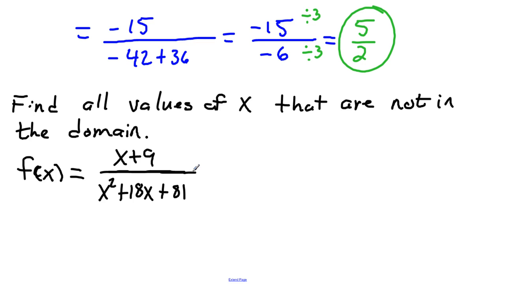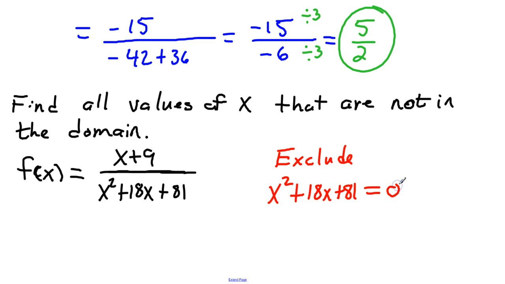Okay, so they say the wording of it a little bit different in this part. Find all the values of x that are not in the domain. It's still the exact same thing. You just got to tell me what you're going to exclude. So we're still going to exclude x squared plus 18x plus 81 equal to 0. Different wording still means exact same thing.